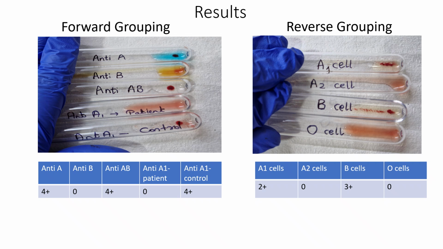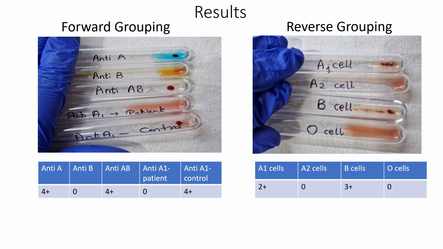This is a side-by-side analysis of forward and reverse grouping. In forward grouping, in anti-A, there is a 4 plus reaction. In anti-AB, there is a 4 plus reaction. And in anti-A1 control, there is a 4 plus reaction.